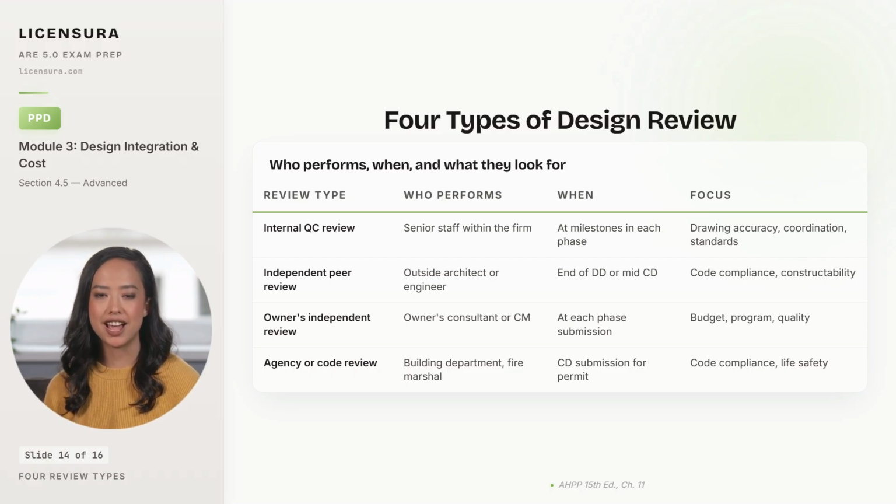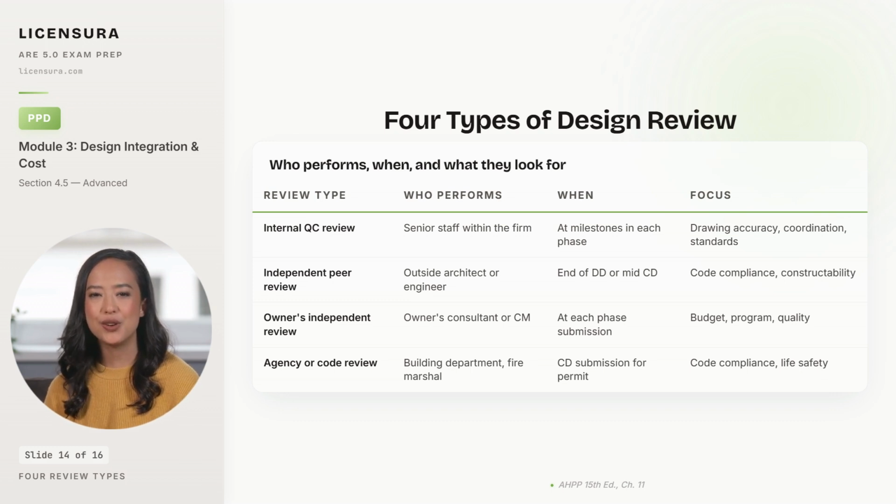The focus is drawing accuracy, coordination between drawings and specs, and conformance with firm standards. Independent peer review is performed by an outside architect or engineer with no investment in the project, typically at the end of DD or in mid-CD. The focus shifts to code compliance, design adequacy, and constructability, the things that are easier to spot when you did not author them. Owner's independent review is performed by the owner's consultant or construction manager at each phase submission, and the focus is budget compliance, program compliance, and quality. These are the owner's interests being protected, not the architect's.